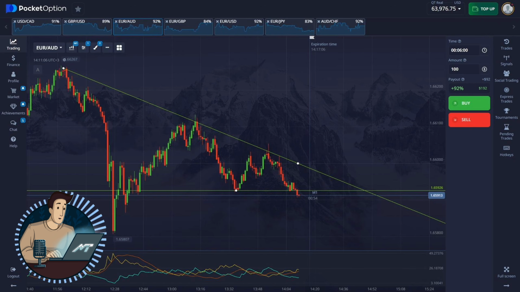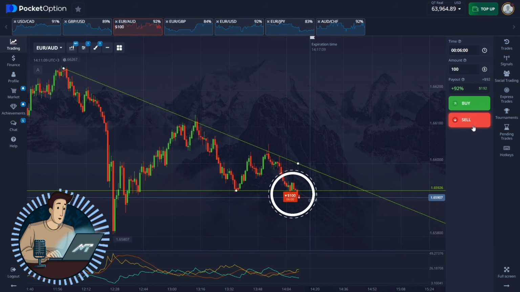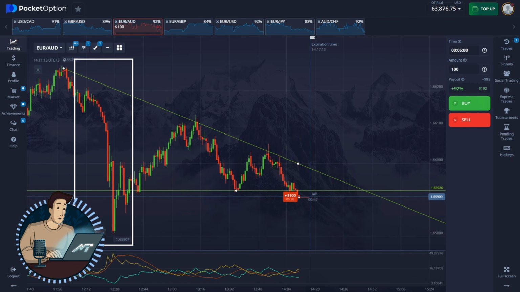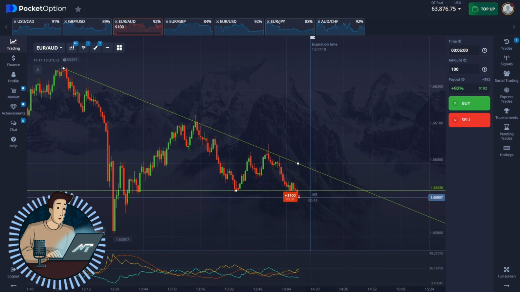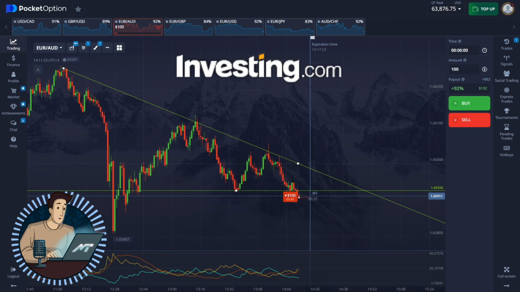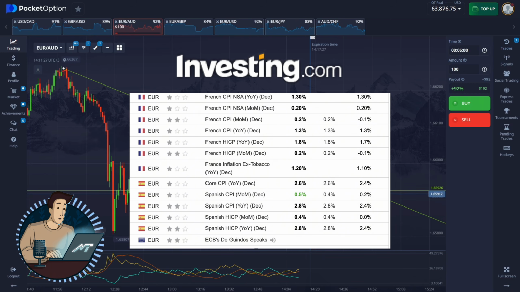So I waited for a proper breakout. And where will be the entry point now? Right where the price broke through this level. Now notice this large candlestick. It's way bigger than the average candles on this chart. That's usually a sign of market volatility, often triggered by economic news. I quickly checked investing.com to confirm if there were news events at that time, and yes, there were.